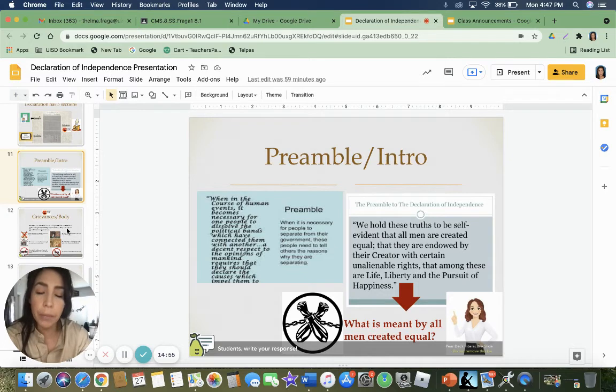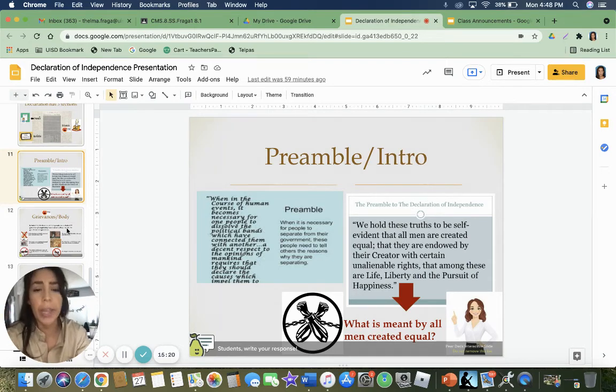And in the Declaration of Independence preamble, in the introduction as well, this is where Thomas Jefferson included those unalienable rights. And he uses it by saying, we hold these truths to be self-evident. These are truths that are obvious. All men are created equal, that we are endowed, we are given these rights by our Creator. We are born with these rights.